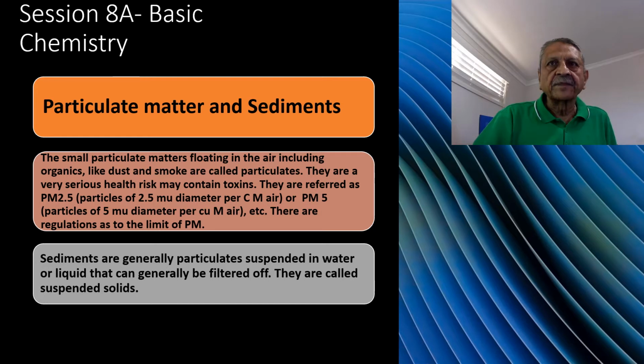In the air, the particulates are called PM. That's called particulate matter. PM2.5 means 2.5 microns in diameter per cubic meter of air, or PM5, that is 5 particles of 5 micron diameter per cubic meter of air, etc. There are regulations as to limit the amount of particulate matter in the air.